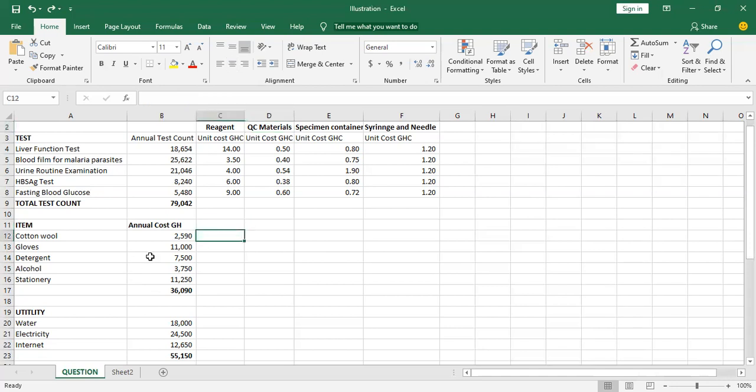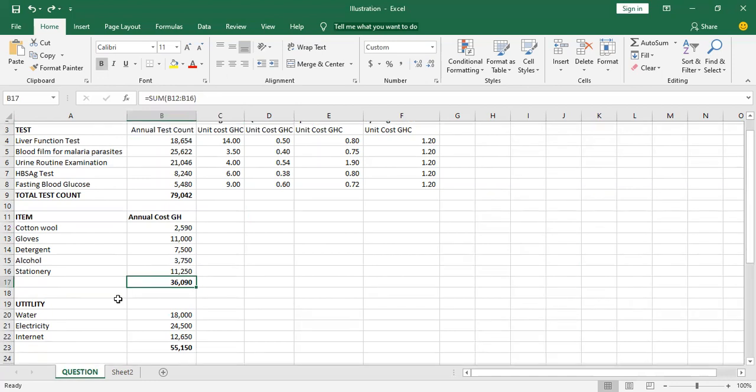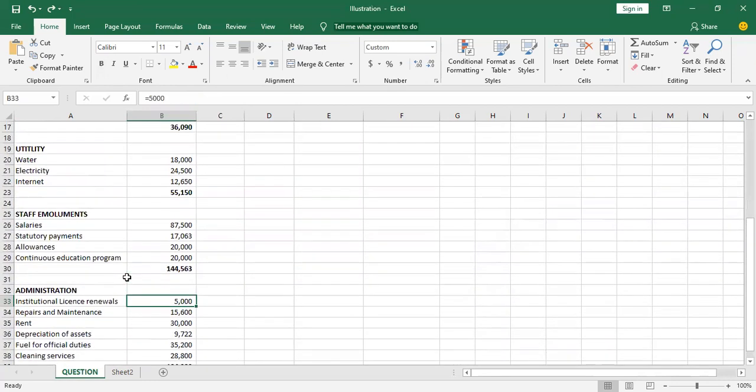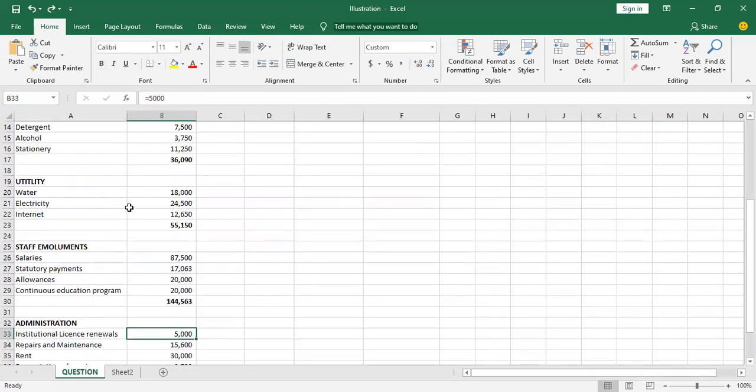Other information given include consumables: cotton wool, gloves, detergent, alcohol, and stationery. These are the annual costs for each of them. And there's a total cost for consumables here. There's also a cost for utility. Utility includes water, electricity, internet. And these are the costs, and the total cost is 55,000 for the year.